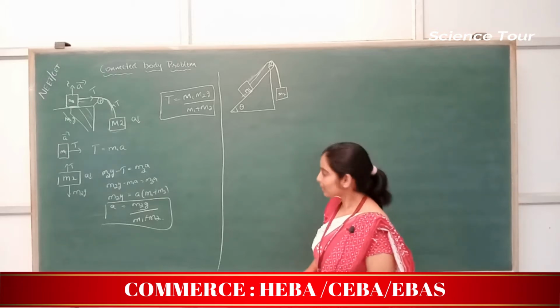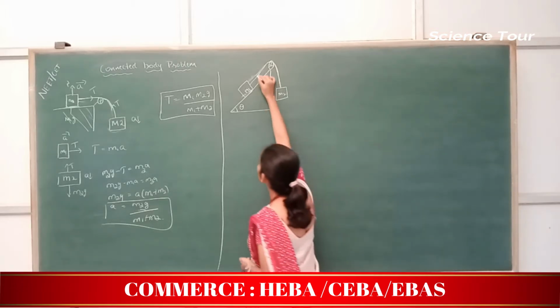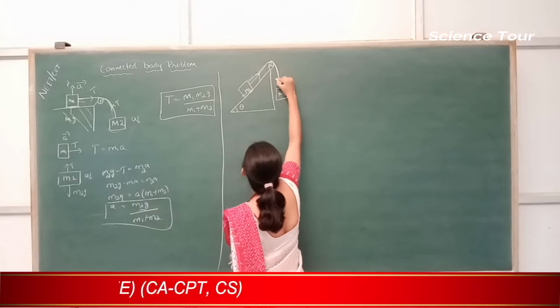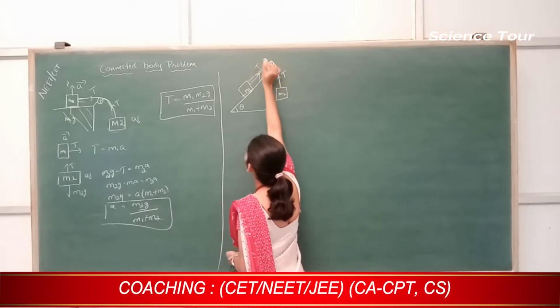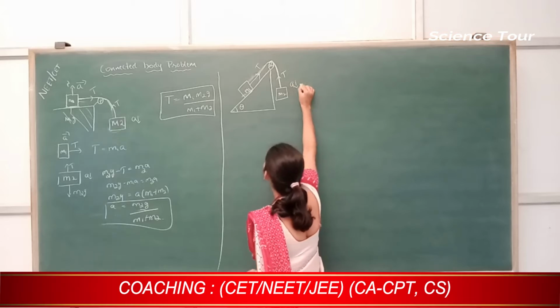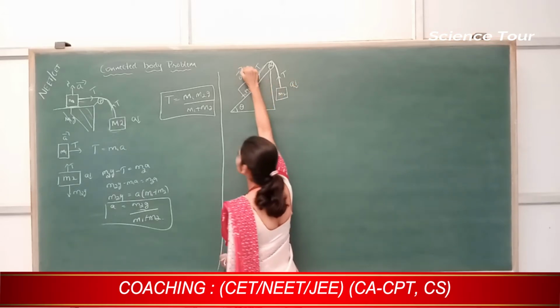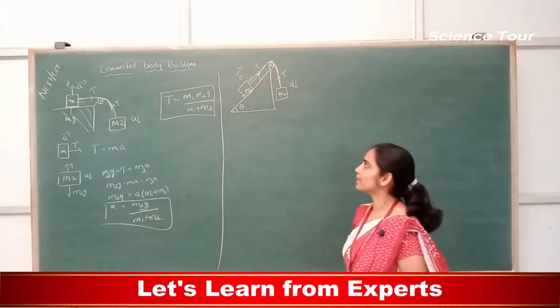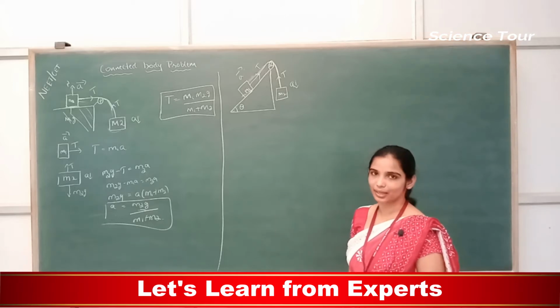Now, what are the forces acting on the string? Tension. Here tension is upward, here also it is upward tension. What is the direction of acceleration? Acceleration is downward here, here it is upward. So which is greater in weight? M2 is greater in weight, correct?